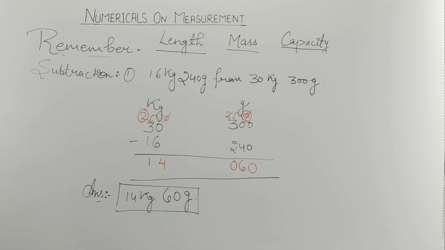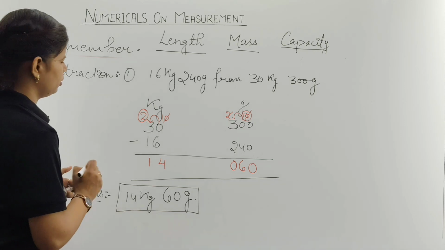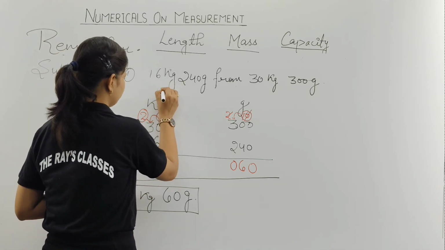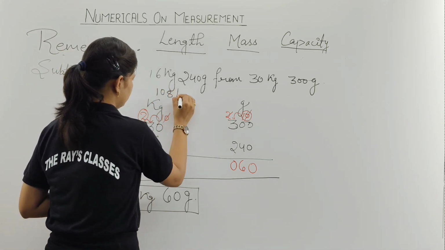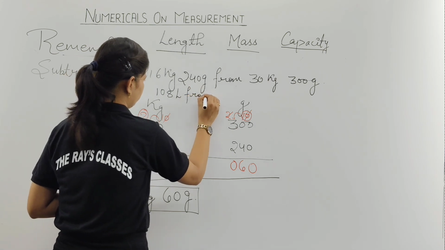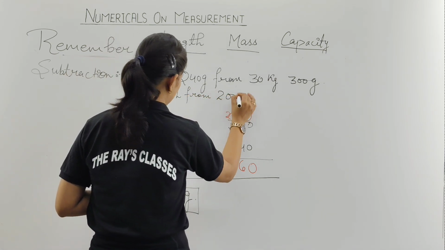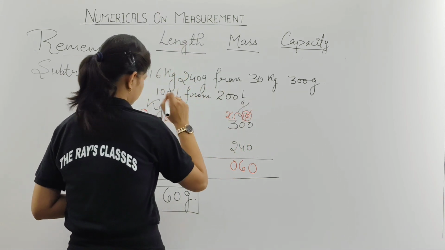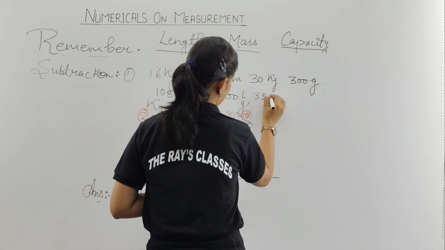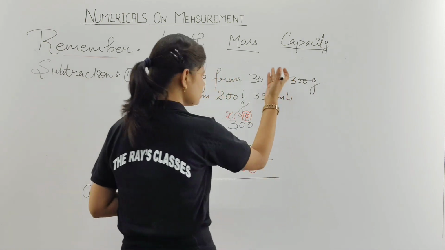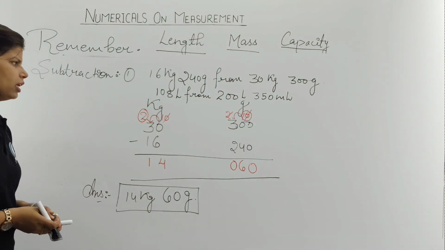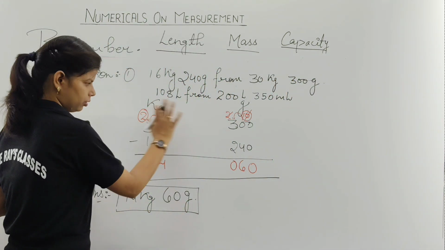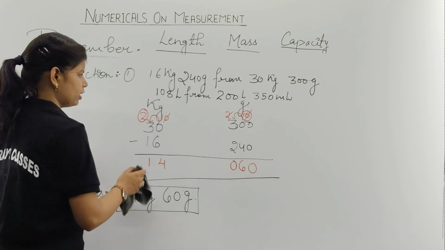Okay, fine children. So if you understood, please click a screenshot. Now we are going to deal with another one. That will be your question: 108 liter from 200 liter 350 milliliter. You can see we have used a different operation, all three operations you can use. Clear, no? You have taken it. So let's move to the next part.